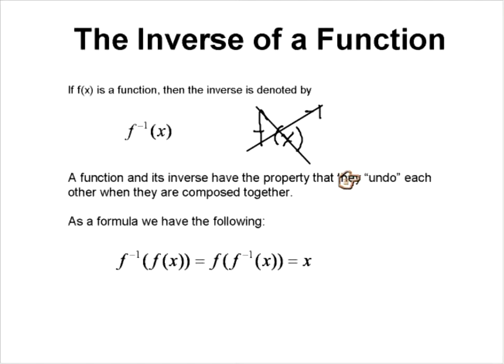So if you think about operations, two inverse operations are addition and subtraction. If we take something and add 3 to it, to undo that, we would subtract 3. Another inverse operation, multiplication and division. They reverse each other. They undo each other. So when we're dealing with functions, if we take the inverse of a function and we compose it with the original function, what we get is just x. That's how we can tell.